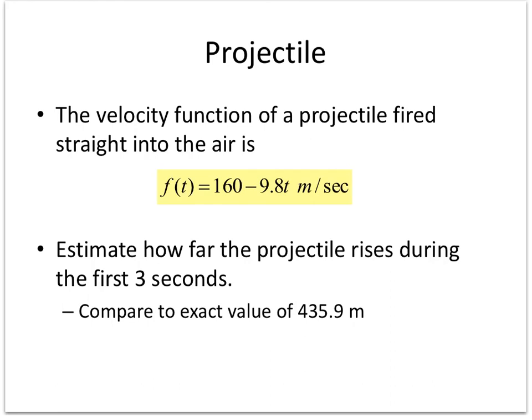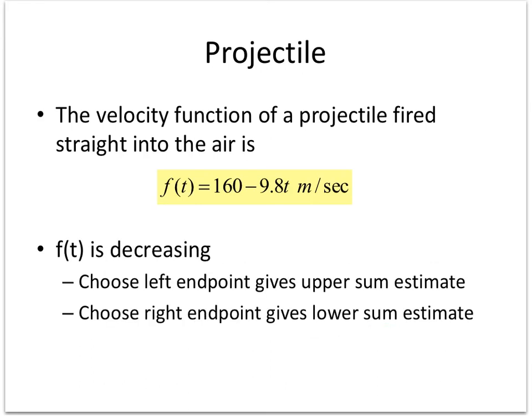All right, so let's do it with an actual function, so it probably makes a little bit more sense. So here's a velocity function of a projectile fired straight into the air. If I want to estimate how far the projectile rises during the first 3 seconds, and I'm going to give you the exact answer. Okay, so the exact value is 435.9.